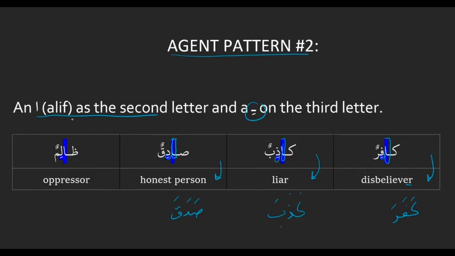And then last one, zalim. Second letter is an alif. Third letter has a kasra on it. Translates as oppressor. Right, another not ER, unless you're a bad speller, right? An oppressor is someone who oppresses, so it translates as an agent, and then goes back to the action, zalama. Okay? So that is agent pattern number 2.